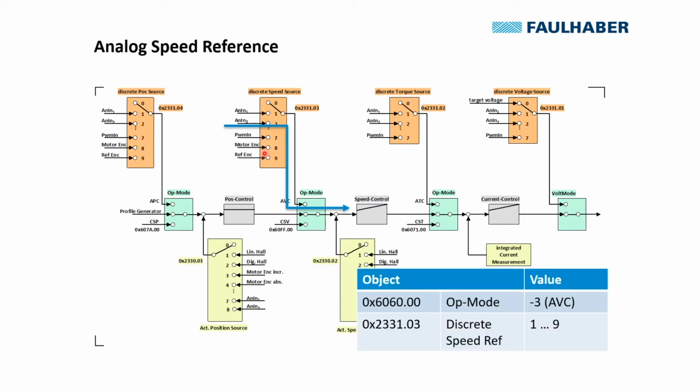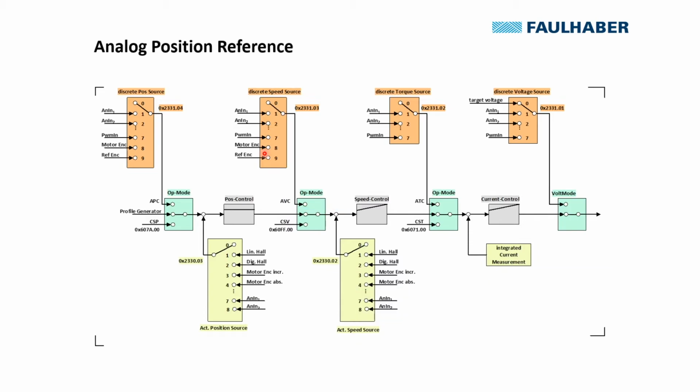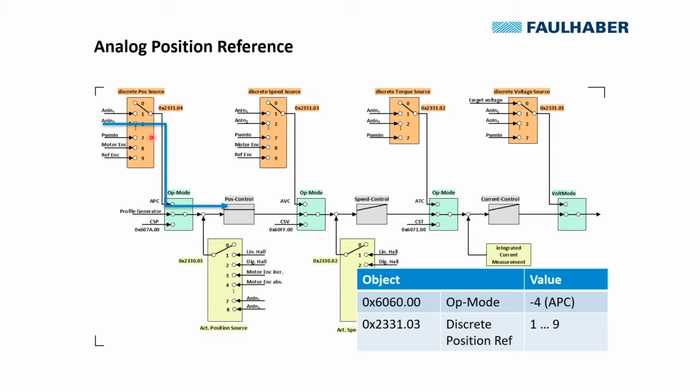Same for analog position control. Again, select the analog control mode and select the source to be used and think about the scaling. The parameters here are, again, operating mode and selection of the source.